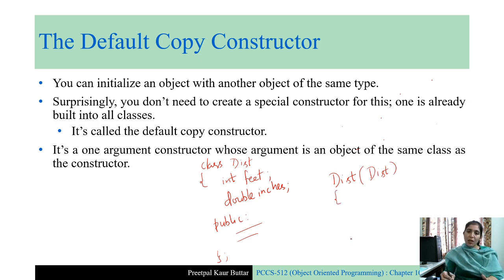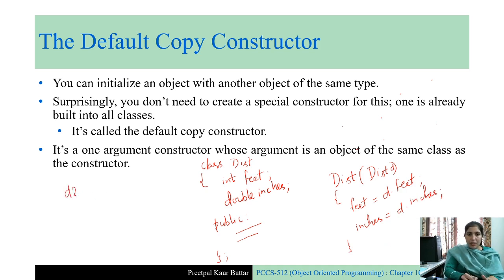And how are we able to make a copy? It is like feet is equal to d dot feet, and inches is equal to d dot inches. So the default copy constructor looks like this. Whenever you write d2 equal to d1, this copy constructor is called. It means you can also write it as d2(d1). Both are the same thing.